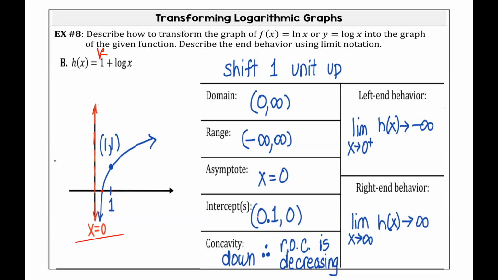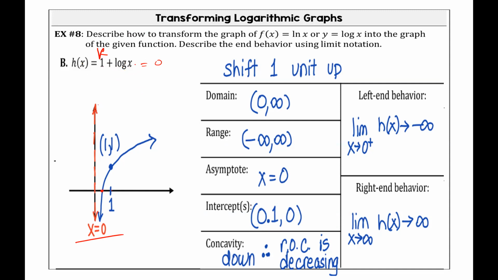Your asymptote is still at x equals 0, but your intercept. So let's talk about the intercept. When we're talking about this intercept here, we are basically saying at what value does this function equal 0, right? So we're looking for when does this function equal 0? Well, in order to think about this, you want to think about it as an exponential. In order to do that, we need to rewrite this a little bit, right?